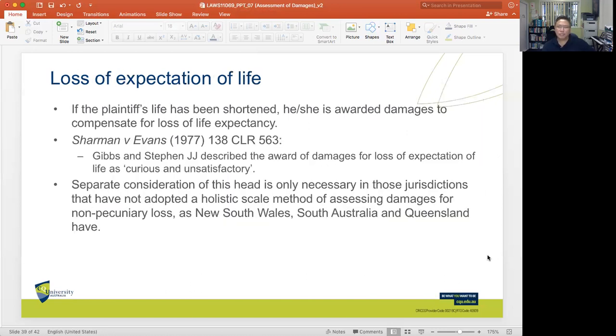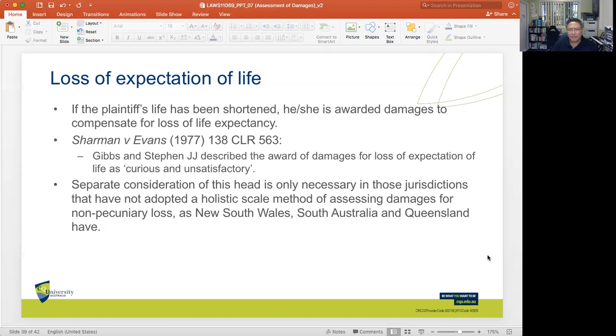And then we talk about loss of expectation of life. You would often expect to live long, right? We all hope that we live up to the age of, I don't know, 85, 90, 95, even 100 perhaps. Now, if the plaintiff's life has been shortened, he or she is then awarded compensation for the loss of life expectancy. So it's the expectancy that you live longer, but now because the life is shortened, there is a payment for that.